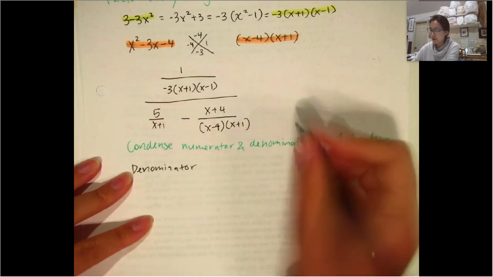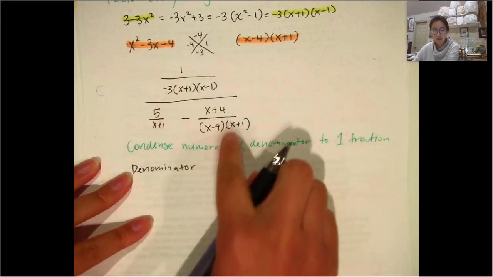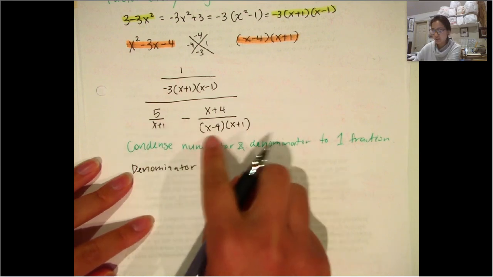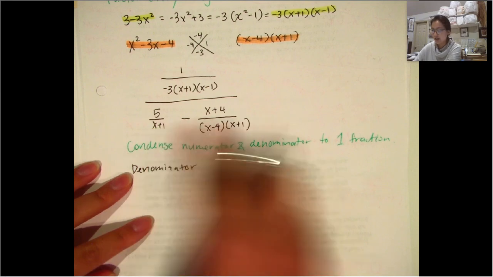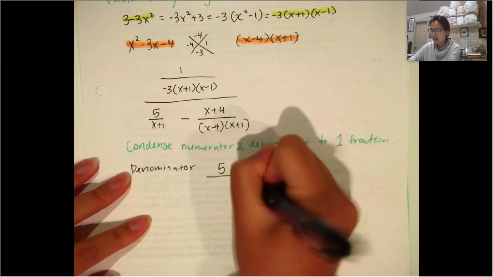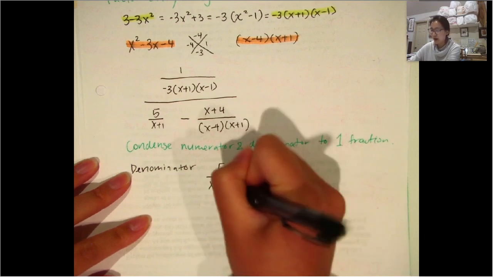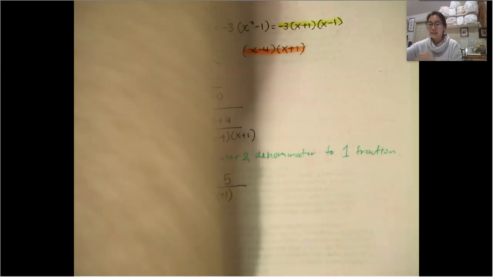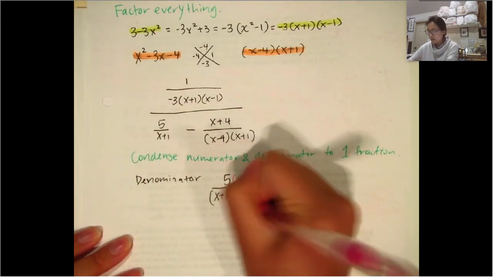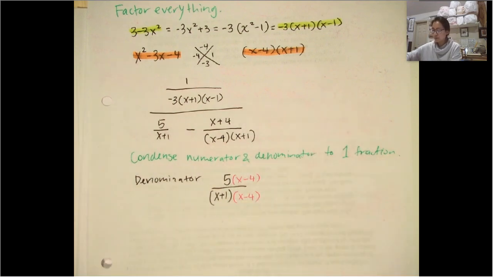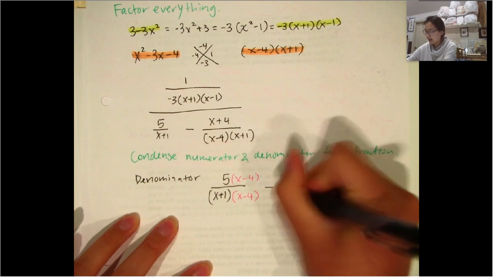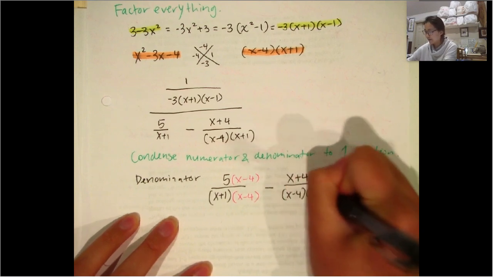Okay, so for the denominator, we're going to go ahead and subtract these from each other. So you'll see that the least common denominator would be x minus 4 times x plus 1, because you see an x plus 1 over here and an x plus 1 over here. So we'll go ahead and multiply the first one by x minus 4 over x minus 4. And as you know, when you multiply by the same thing over the same thing, it does not affect the problem. So this does not change the problem. Minus x plus 4 divided by x minus 4 times x plus 1.